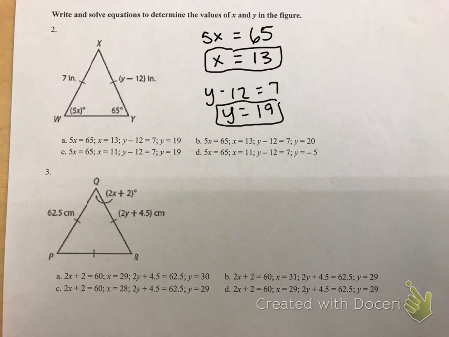Looking at our answer choices, all of them say 5x equals 65, so we can't eliminate anything there. Choice A gives us x equals 13. Choice C does not. Neither does choice D. So those two have been eliminated. So y minus 12 equals 7, and after we add 12 to both sides, we get 19. So our answer is A.